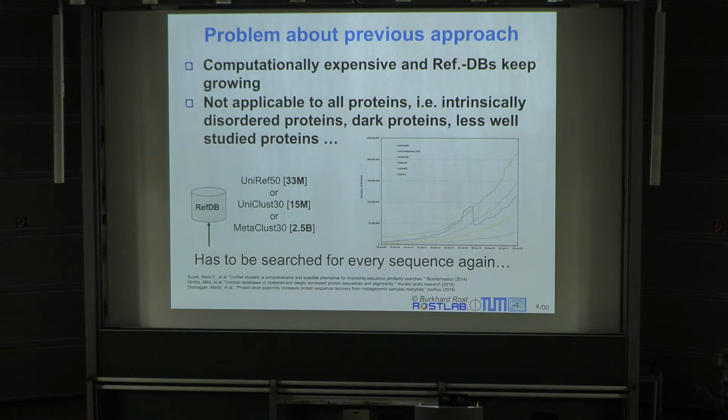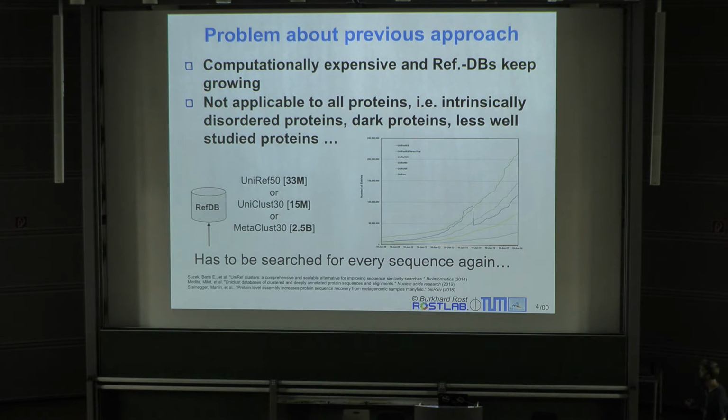So again, just to recap, what was the problem with this previous approach, which was used for the last 20 to 30 years? Again, it's computationally expensive, as you have to search the reference database, which contains millions of other sequences, again and again for every protein. And also, it's not applicable to all proteins. You can imagine that there are certain cases where you simply do not find any similar proteins. Proteins which are intrinsically disordered, for example, are just harder to align, and therefore you will find fewer evolutionarily related proteins, and therefore the information in your PSSM will also be lower. And the predictions based on this PSSM will be of lower quality as well.